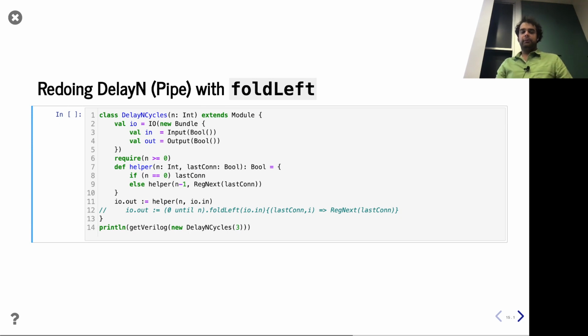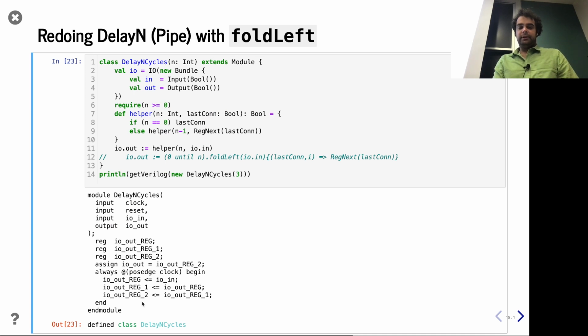What about some of these other ones? Well, remember earlier we talked about doing a delay line, right? A FIFO, a pipe, whatever you want to call it. One of the ways we did it was with recursion. We basically could iterate, and we just kept calling ourselves till it was done. So if we want to do a delay line 3 deep, that worked.